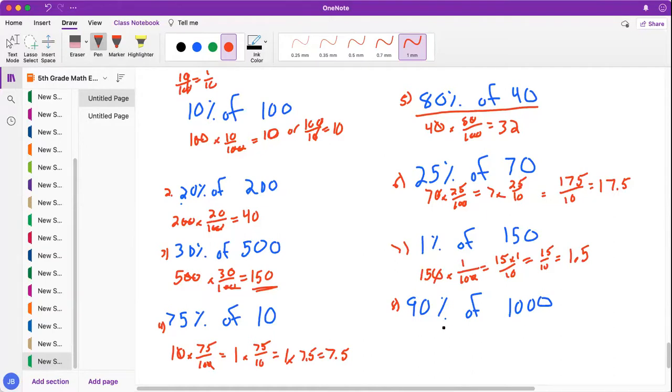Kong, you want to try this one? Yeah. 1000 times 90 over 1000, and then the 100 and 1000 zeros cancel, and then 10 times 90 equals 900, and the answer is 900. Perfect. Great job. Easy as that.